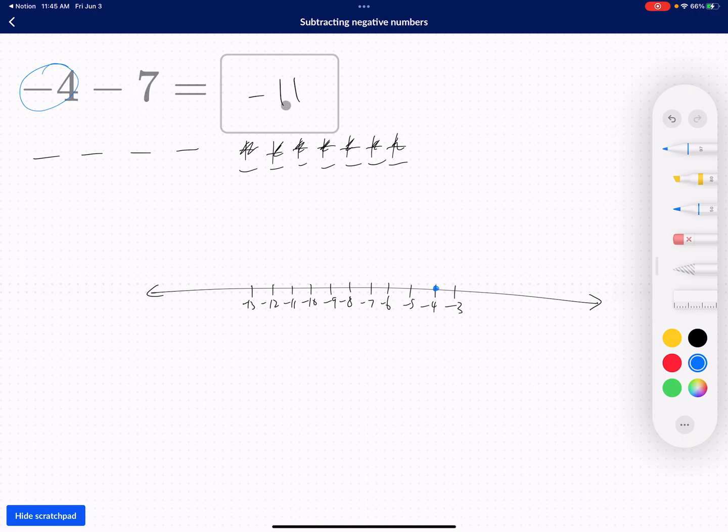As you can see, -11 is less than -4, which means it's more to the left right here. This -11 is all the way down here, which means we're going to the left 7 places because we're decreasing by 7. So we're going to go 1, 2, 3, 4, 5, 6, 7. And where do we land? We land at -11. And so my answer is -11. As you can see, -11, -11, it matches.